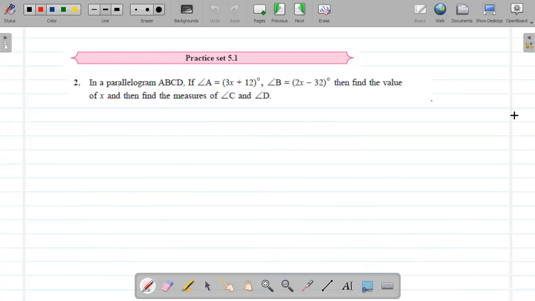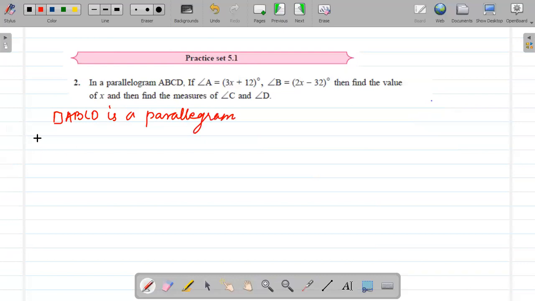Next, we have again an important question, very important one. It says in a parallelogram ABCD, angles A and B are given to be some expressions, then find the value of x and also find the measure of angles C and D. For this one, we know again the sum of adjacent angles is 180 degrees. So just start with writing that quadrilateral ABCD is a parallelogram, right?